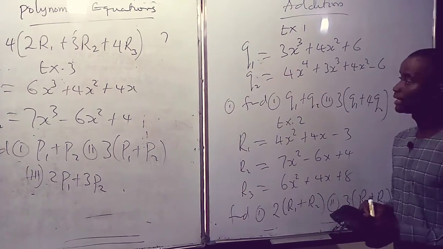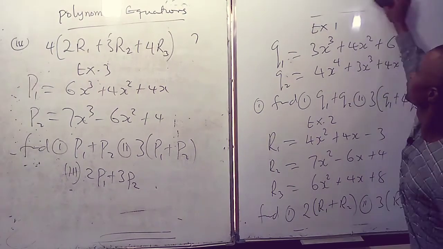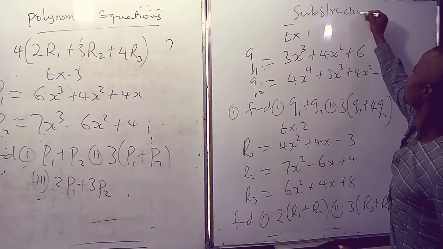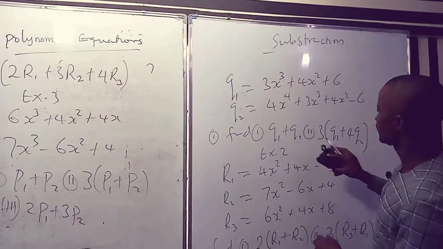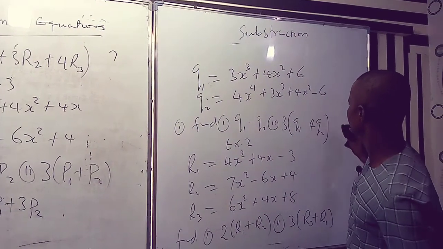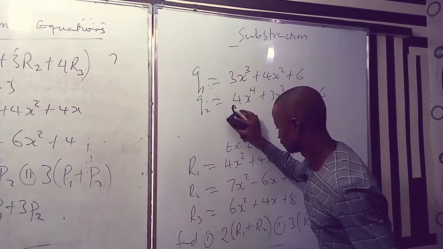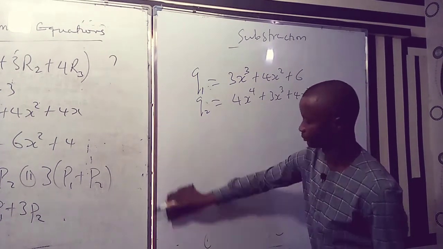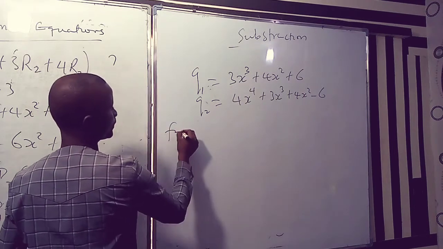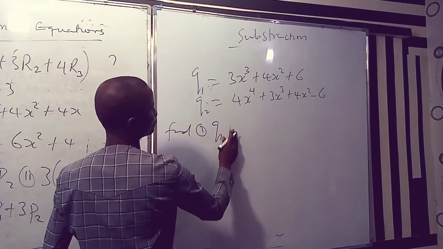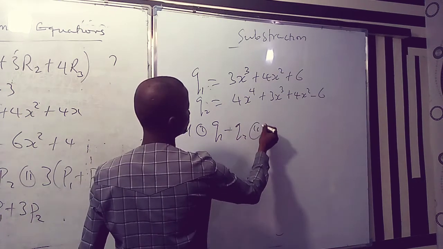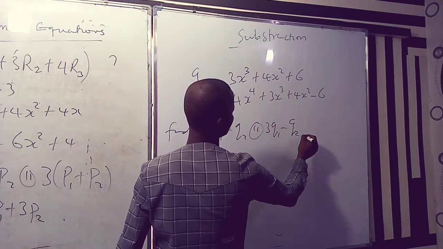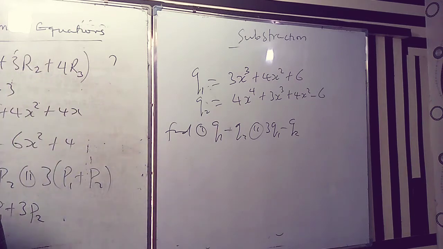Subtraction of polynomial. Now we are going to use this example for subtraction of polynomial. Let's just change the heading. You have subtraction of polynomial. Now here, let's just put minus in between. Let's just change the question entirely. Now that is find 1, Q1 minus Q2, 2, 3Q1 minus Q2. Now let's start from the first equation.